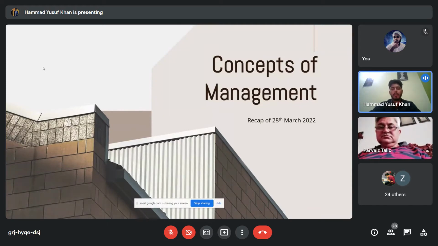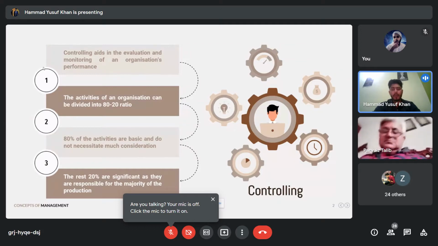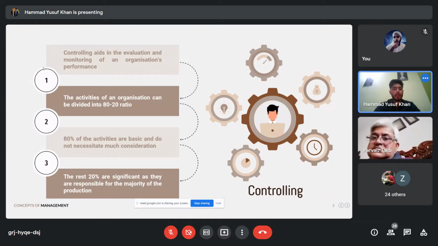Good morning, sir, ma'am, and all present. Yesterday's class revolved around the topic of controlling. These are the controls that may be used to monitor and check the performance of an organization. The operations of an organization may be classified into an 80-20 ratio, in which 80% of activities are minor and require less oversight, while the 20% are critical in nature and responsible for bringing in the majority of the company's output.